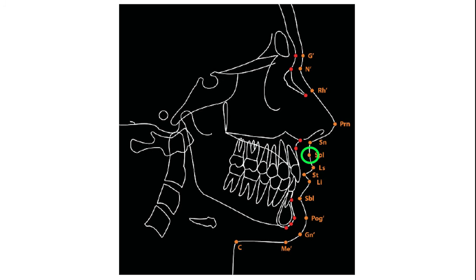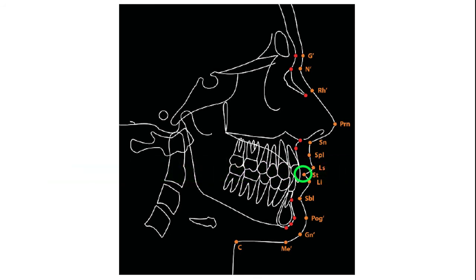Soft tissue A point, or supralabiale. It can be abbreviated as SPL. The definition is the point of greatest concavity of the facial contour of the upper lip between subnasale and labiale superius in the mid-sagittal plane. The next one is labiale superius, LS. It is the point representing the mucocutaneous vermilion border of the upper lip in the mid-sagittal plane.